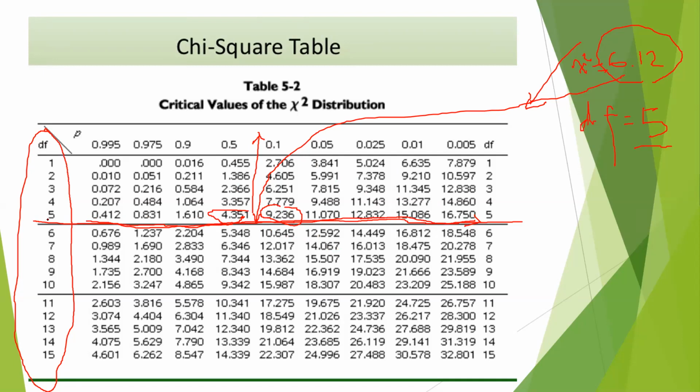That means if degree of freedom equals 5, and your chi-square statistic exactly equals this, it will give you a p-value of 0.5. If your calculated chi-square statistic is exactly equal to this one, it will give you a p-value of 0.1. But your value is in between. What does that mean? That means your p-value will fall in between 0.1 and 0.5. Yes, I understand that.